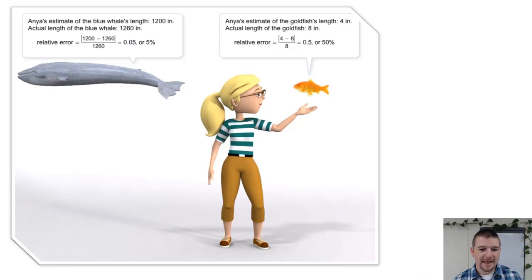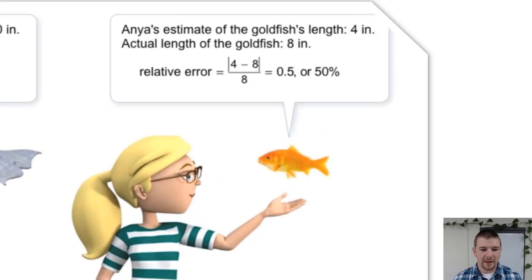Okay. Anya's estimate of the goldfish's length, 4 inches. The actual length of the goldfish is 8 inches. The relative error then is the absolute value of her estimate, much as before. Her estimate 4 minus the actual length, 8, divided by 8. This works out to be 0.5, which we can write as 50%.